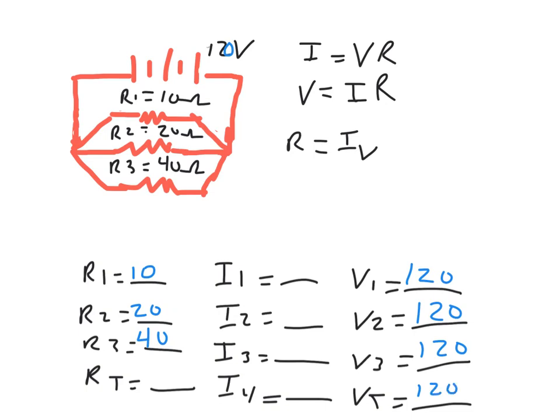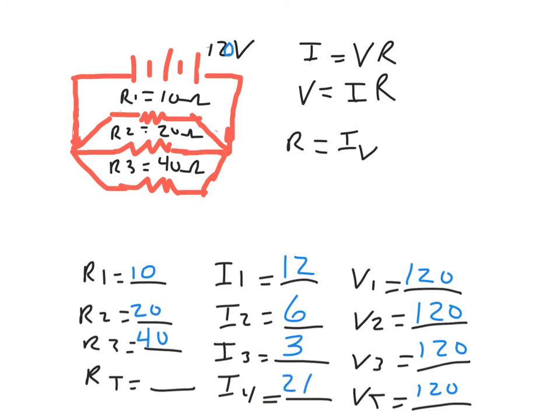Now that I have my voltage, I can come over and say that my current equals my voltage divided by R. And so I get 12 here, I get 6 here, and I get 3 there. Now, this is additive to get my total current, so I would add 12 plus 6 plus 3, and if I do that, I get 21.